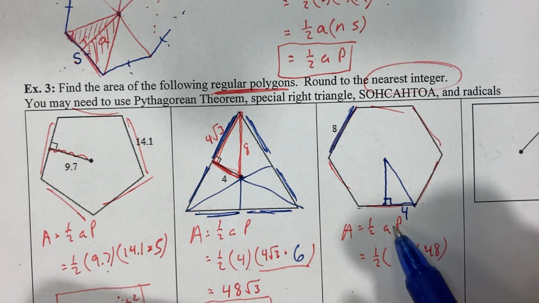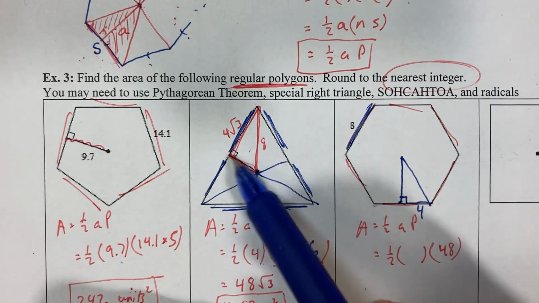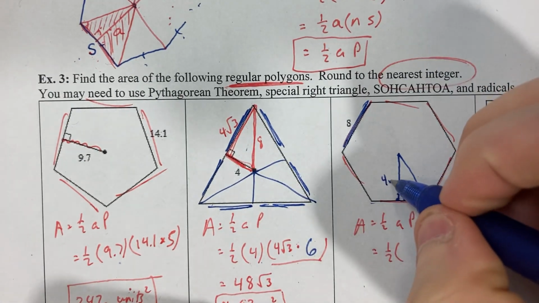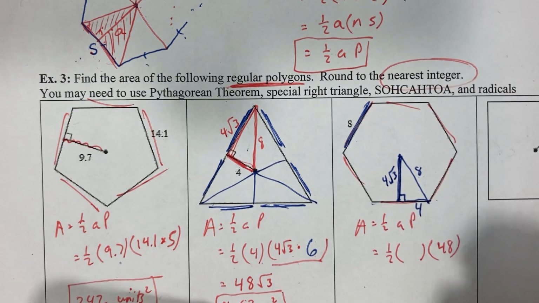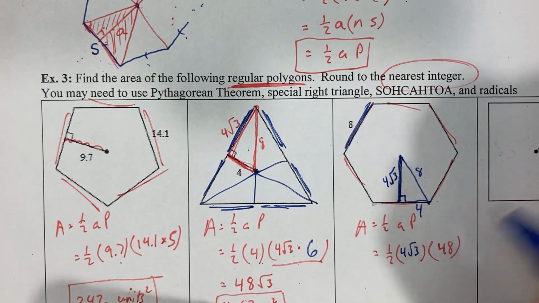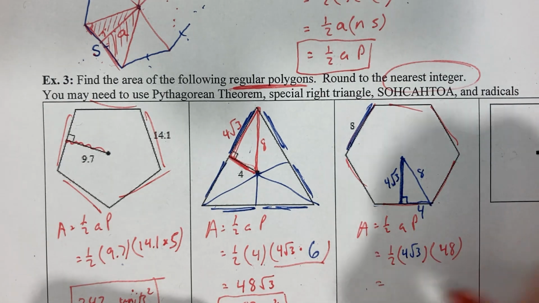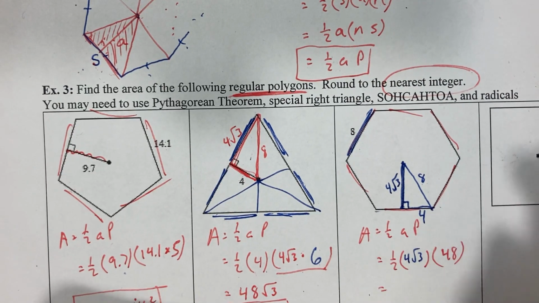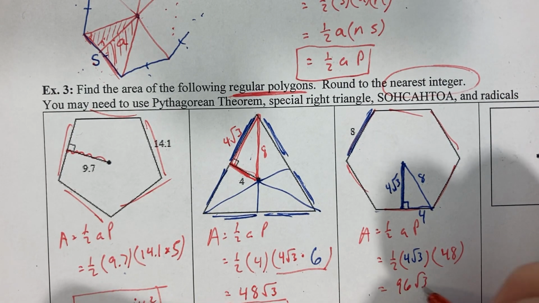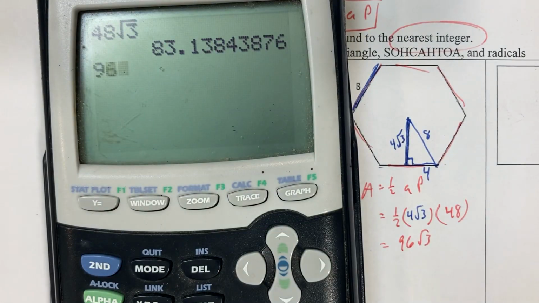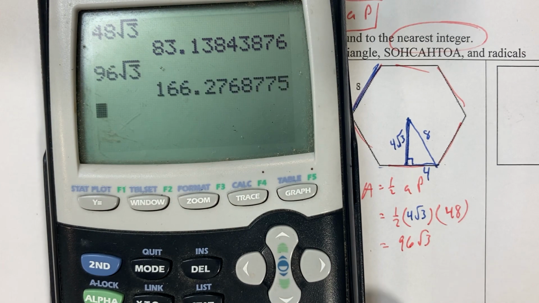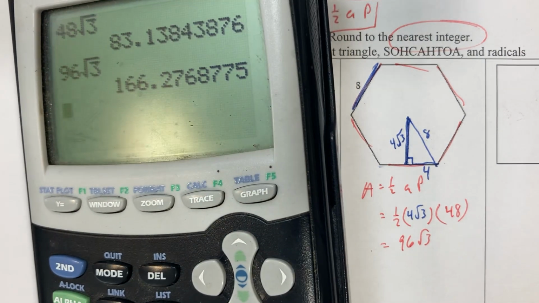And this ends up being a 30, 60, 90, and it's the same one as this one. This is 4√3 again. It's 8, there's our apothem. It's that 4√3. And there we have it. Half of 4 is 2. 2 times 48 is 96. We'll call it 96√3. Plug in our calculator from here. 96√3 is 166.